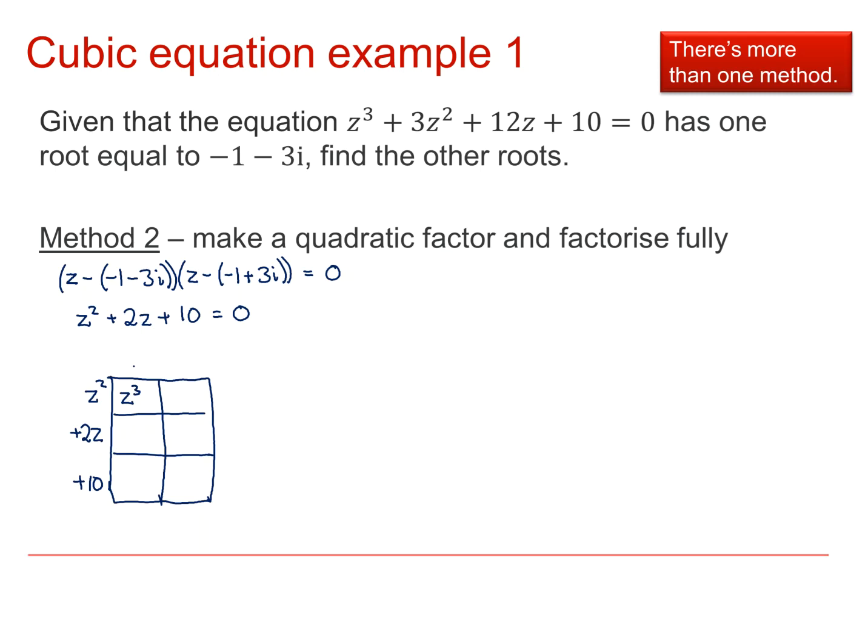So z cubed has to go in that box, which means that I must be multiplying by z there. That would give me 2z squared here plus 10z. I've got 2z squared, but I want 3z squared, so I need another z squared, and that means I need plus 1 here. That gives me plus 2z there and plus 10, and I can check I've got plus 12z and plus 10. So the other factor is z plus 1.